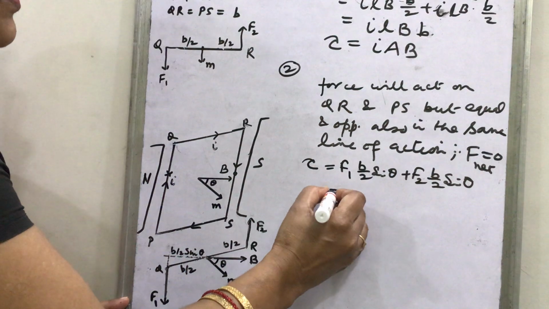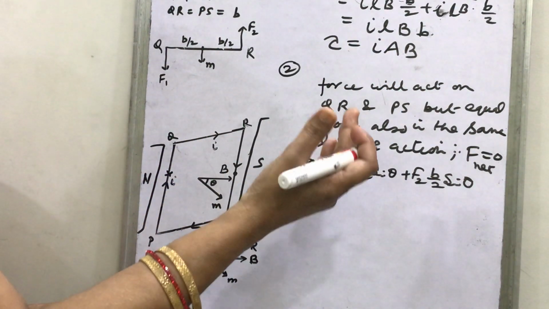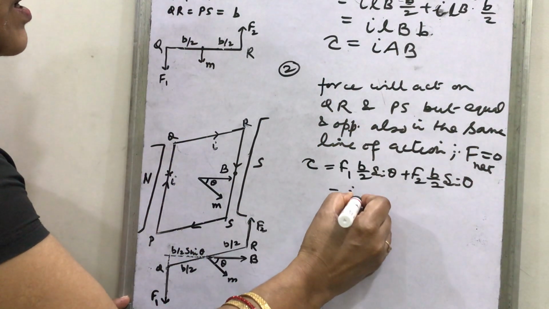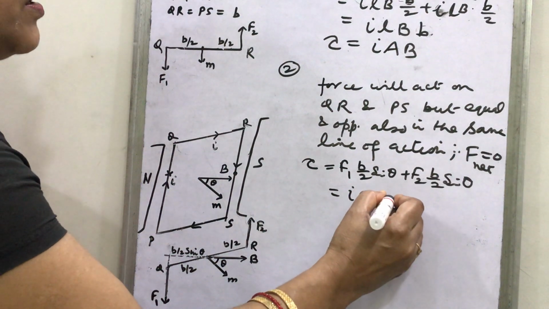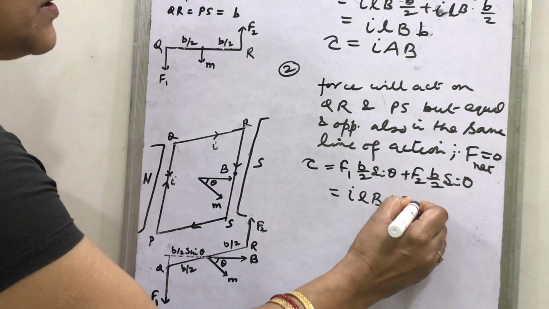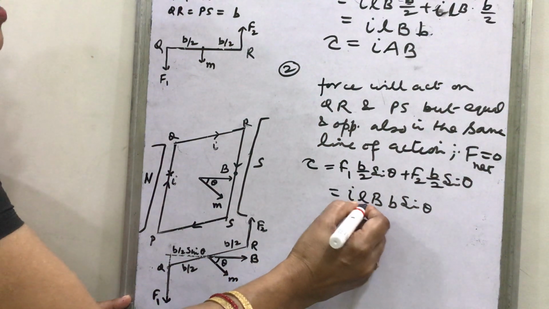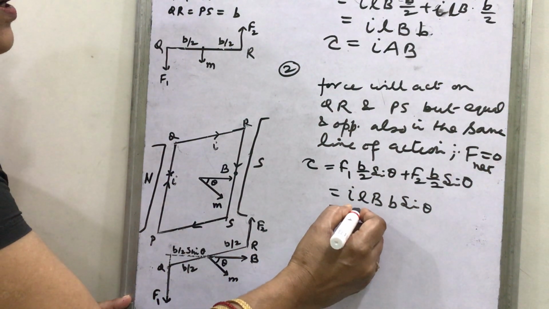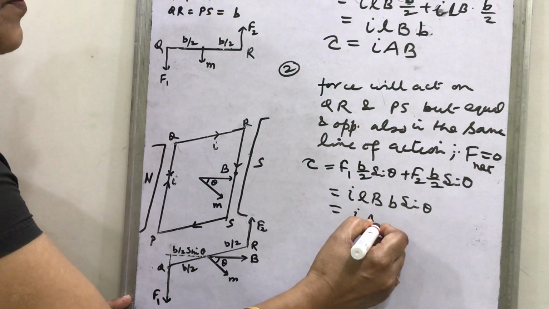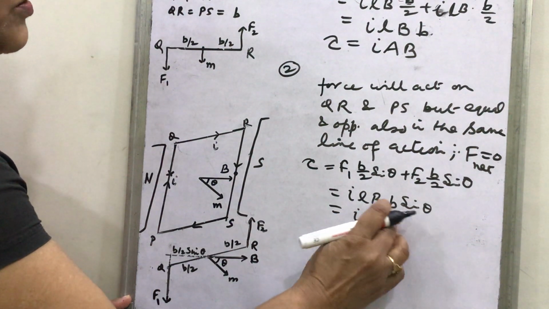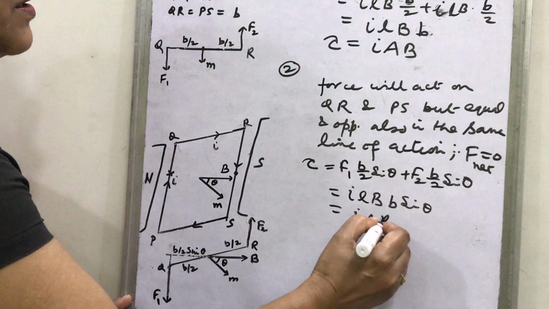So what will you get? Again F1 and F2 are same, ILB. So what will you get? ILB into B sine theta, this B by 2, B by 2. What will you get here? L into B, area. So you will write B sine theta.